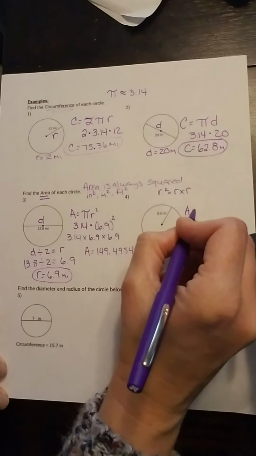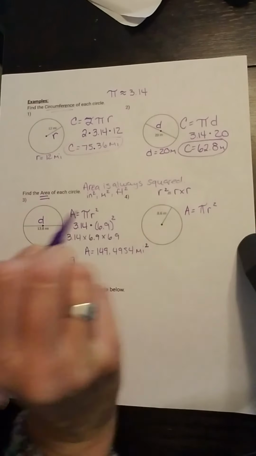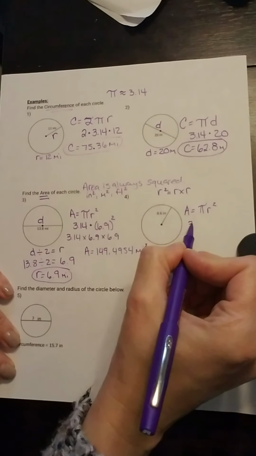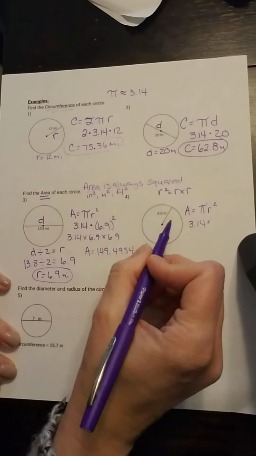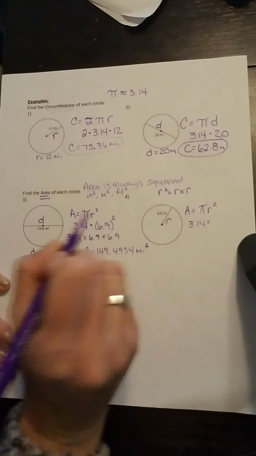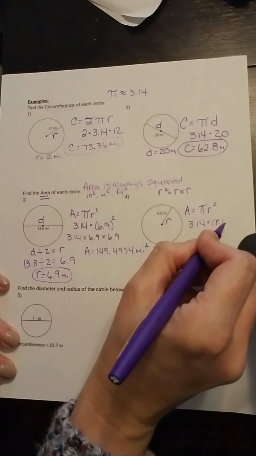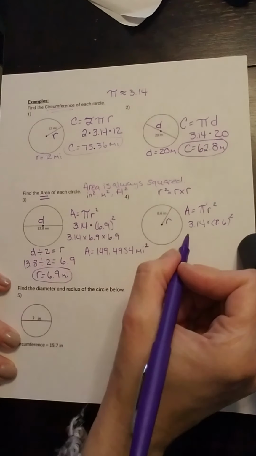All right, looking at number 2, still finding the area from the directions. Same formula for area. Area equals pi times the radius squared. Pi is 3.14, so we're going to plug it in. 3.14 times, and in our circle here, we are given the radius. So it's going to be 8.6 to the second power, or squared.